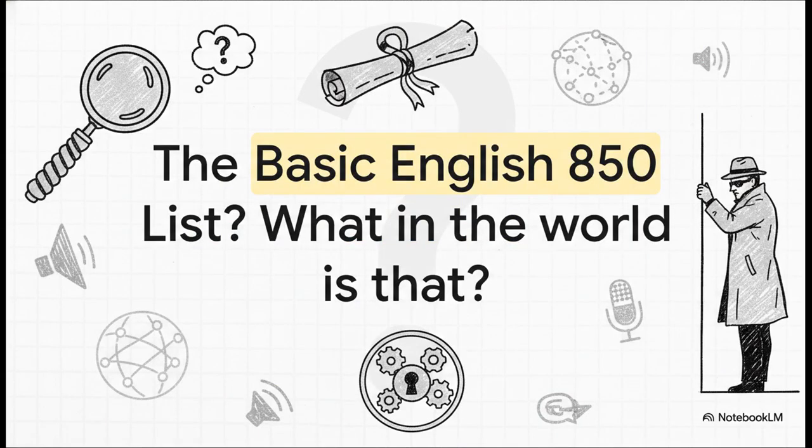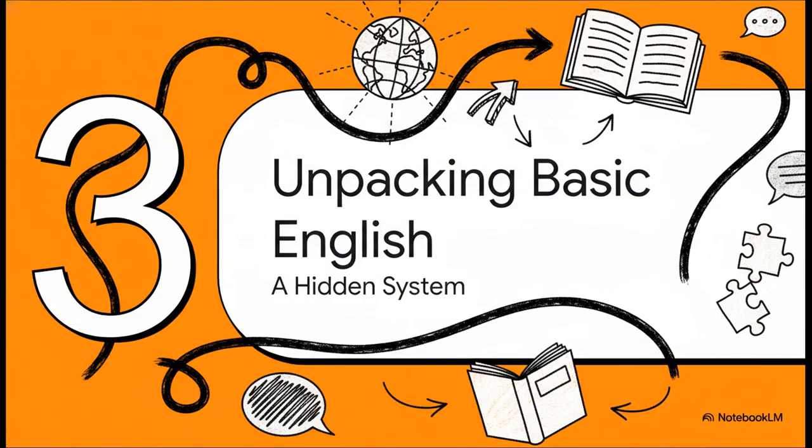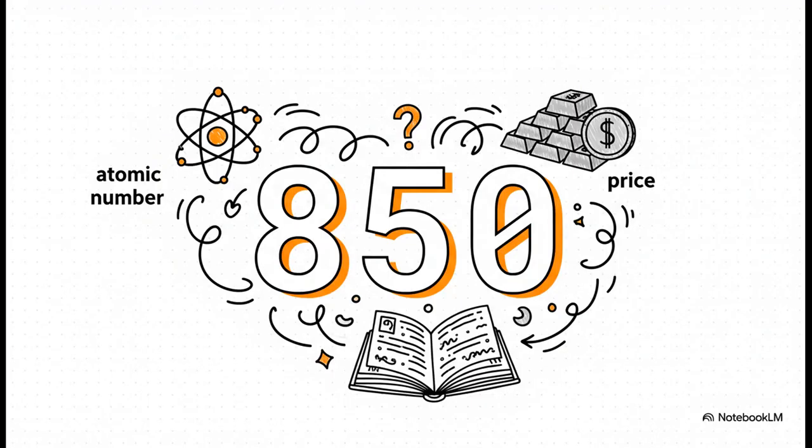And yeah, that's the immediate question, isn't it? The Basic English 850 list? What on earth is that? It sounds kind of mysterious, but it's actually this really fascinating idea in the world of language. So let's pull on that thread, let's really get into it and figure out what this whole Basic English thing is all about. It all comes down to this number, 850.